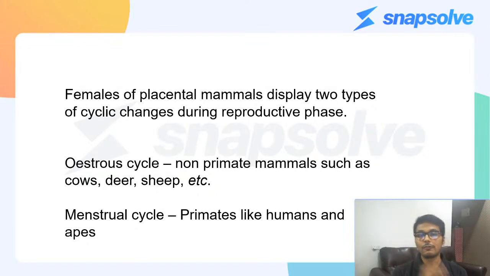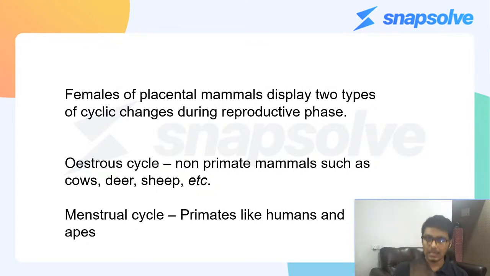Okay, now females of these placental mammals have two types of cyclic changes during their reproductive phase. First one is known as estrous cycle. It starts with an O, but O is silent. Similarly as in estrogen. It used to start with O, now they have deleted the O. British English demands O. Okay, so estrous cycle and menstrual cycle.